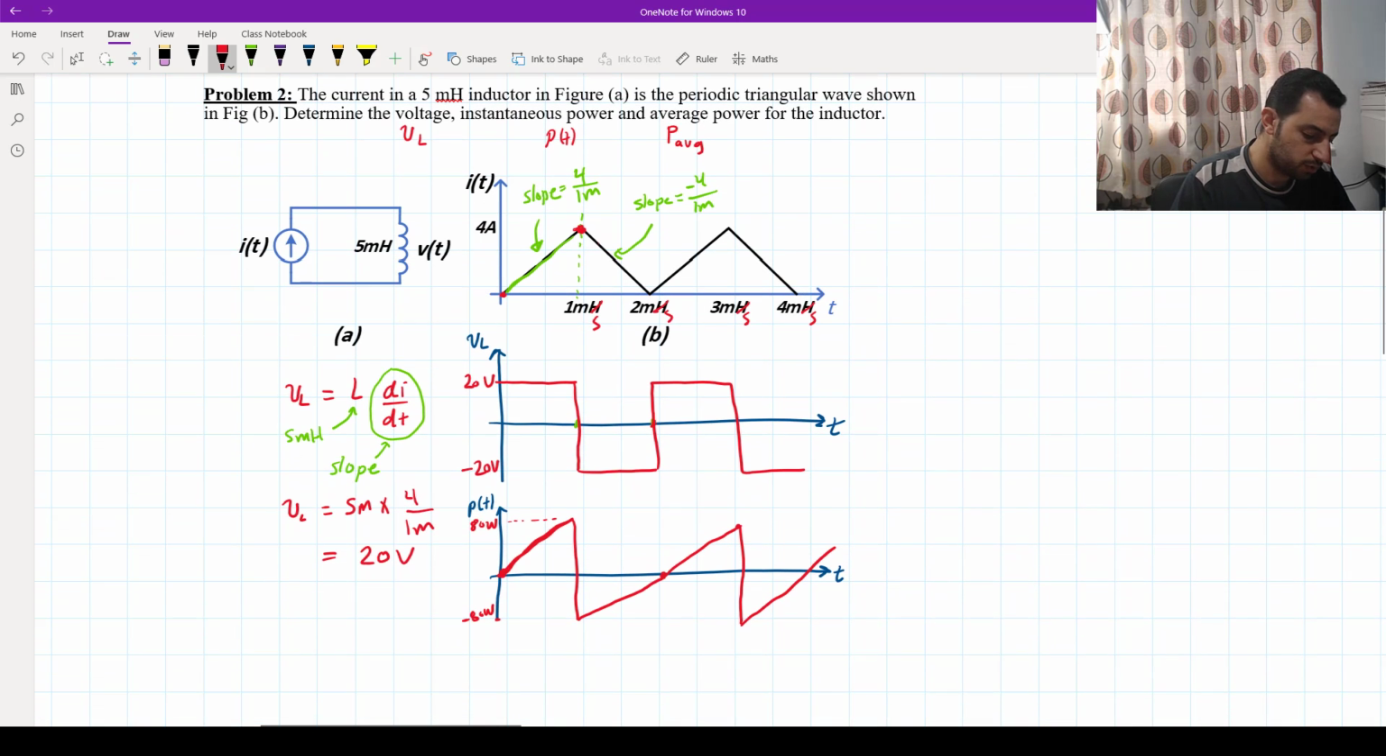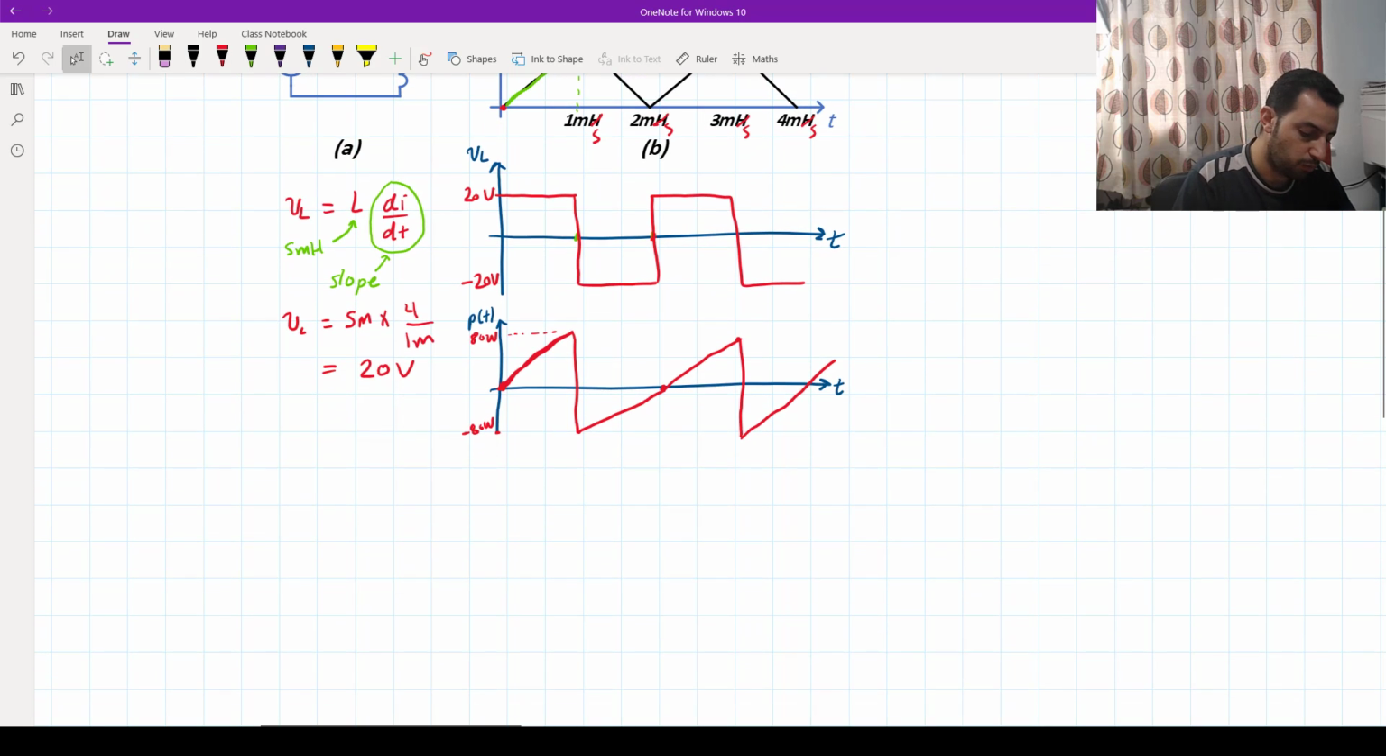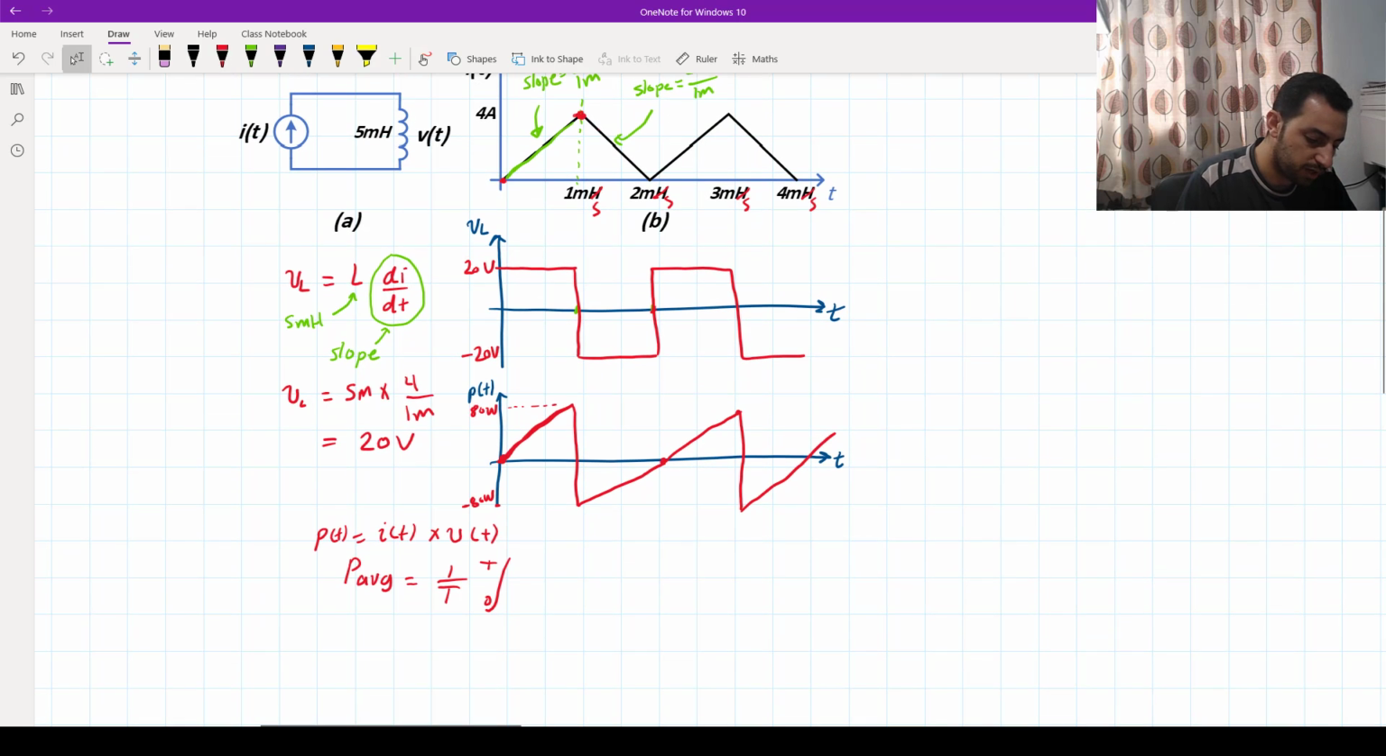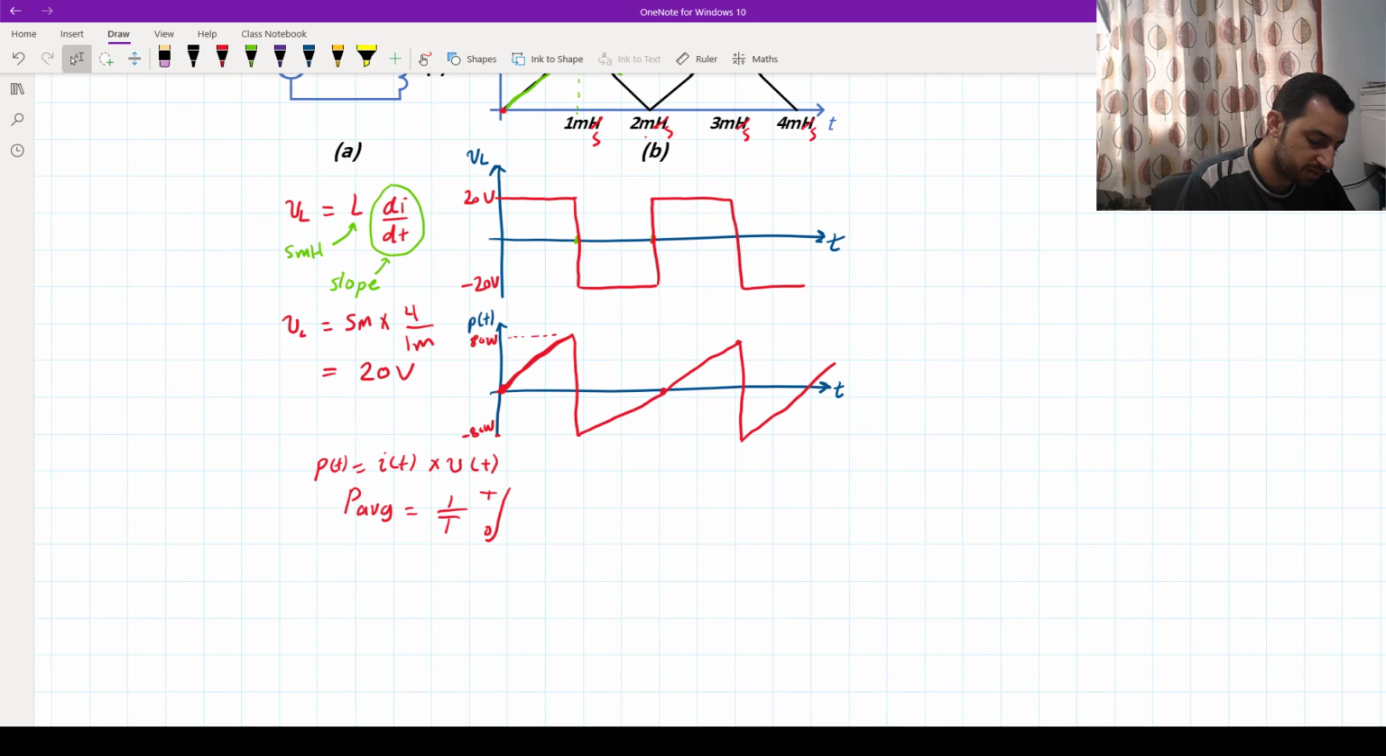Okay, let's go now to see what's the second one. We got the voltage, we got the instantaneous power, and now we need to calculate the average power. We know the instantaneous power equals i(t) multiplied by v(t), and the average power we should average over T. I think you will agree with me, the period here is 2 milliseconds, because it starts repeating itself every 2 milliseconds, which is the integral of p(t) dt.